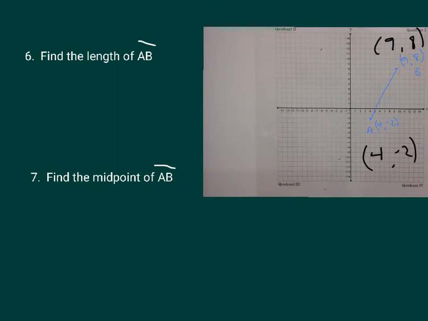To find the length of segment AB, which goes from 4, negative 2 up to 9, 8, we would use the distance formula. So the distance is going to equal the square root of the difference between the x coordinates squared, 9 minus 4 squared, plus the difference between 8 and negative 2 squared. And we'll make this plus positive 2.